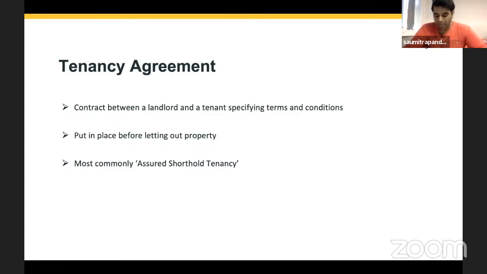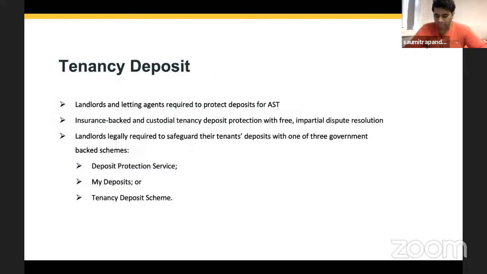Landlords are now legally required to safeguard their tenant deposits with three government-backed deposit protection schemes: Deposit Protection Service, My Deposits, and Tenancy Deposit Scheme. In the next slides, I'm going to talk about disputes and problems.